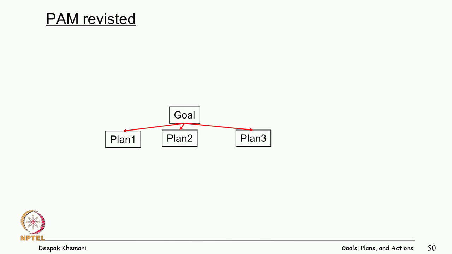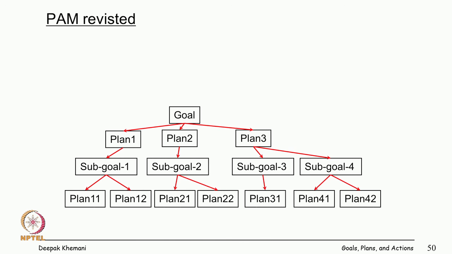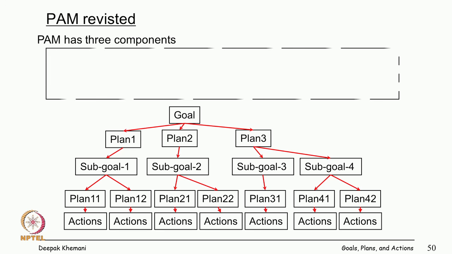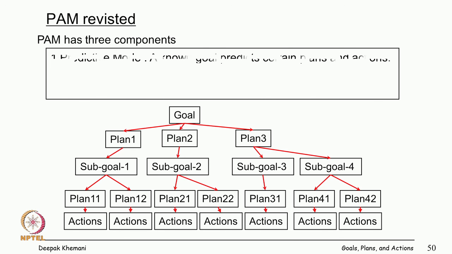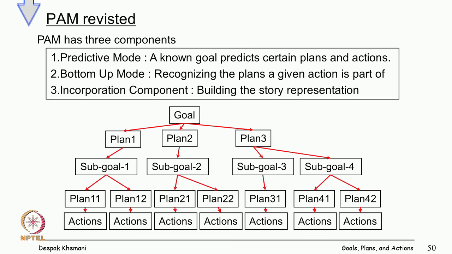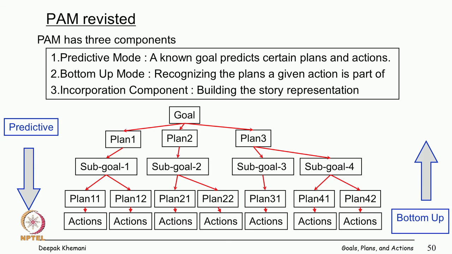Okay, so this is how PAM works. If you remember, it has this knowledge about goals and plans and sub goals and sub plans and actions, and it has these three phases: the predictive mode, where it tries to see whether what it is looking at is predicted, a bottom up mode to see if it can produce something from what it was predicting, and the incorporation mode in which it tries to build the story representation. In the next class we will look at this algorithm in a little bit more detail.